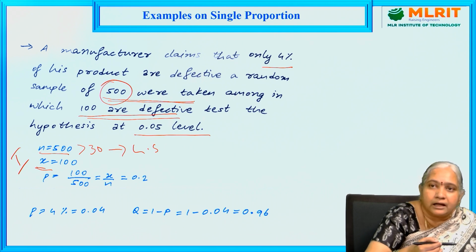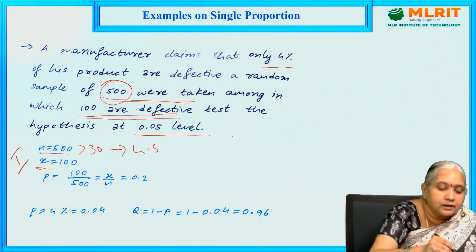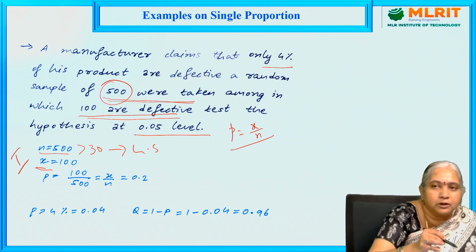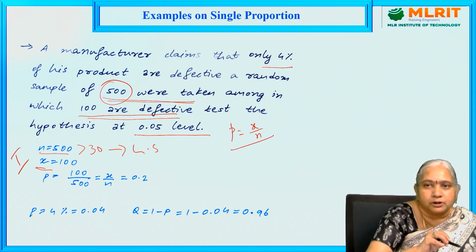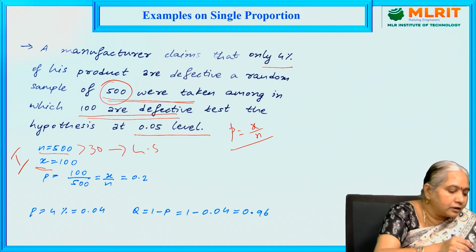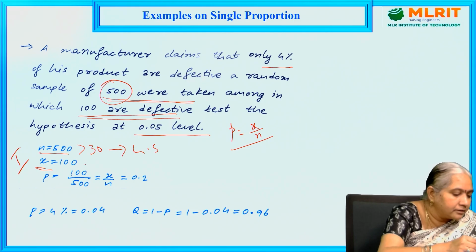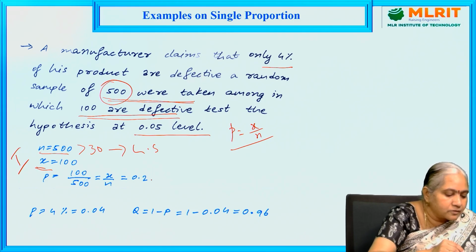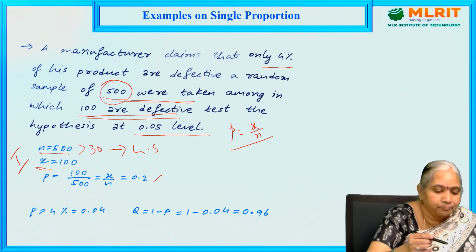Now we can calculate the sample proportion, small p equal to x by n. This is the formula to calculate the sample proportion. If the sample size and the number of defective articles out of that sample are known, then we can calculate the sample proportion by taking the formula x by n. So p equal to x by n. x is 100, n is 500. So small p equal to 1 by 2.